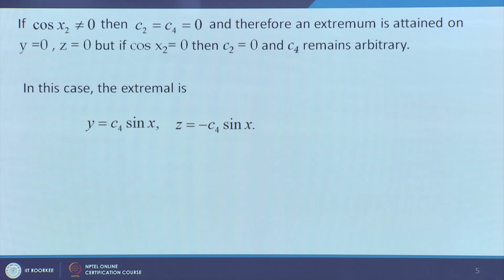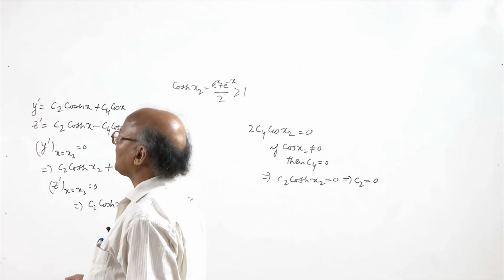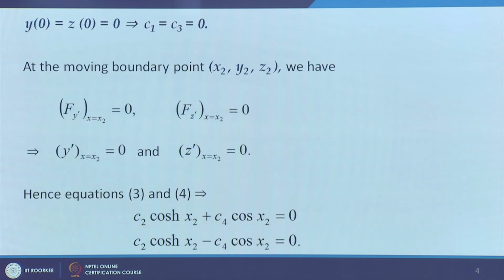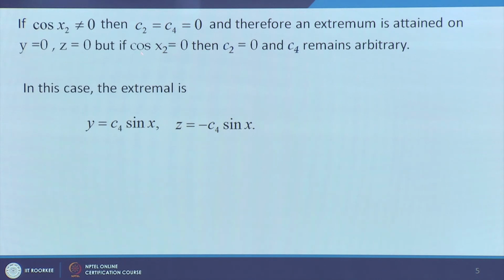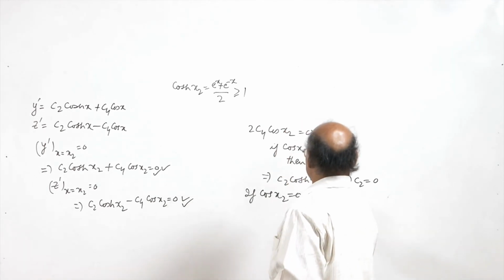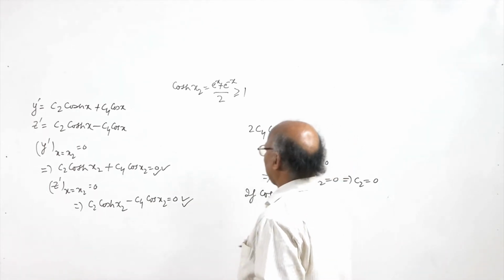Now, because y is equal to C1 cosh x plus C2 sinh x plus C3 cos x plus C4 sin x, with C1 and C3 already 0, and we now get C2 and C4 are zeros. So y is equal to 0, similarly z equal to 0. So the extremal is attained at y equal to 0, z equal to 0. But if cos x2 is equal to 0, then what will we get?